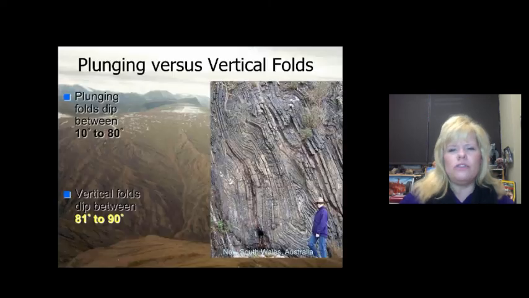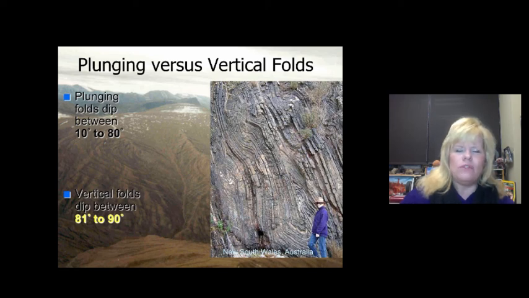So what does plunging really mean? Plunging means you've got a fold that dips between 10 degrees to 80 degrees. That's a test question. Most folds have some degree of plunging. If they're less than 10 degrees, they're not plunging folds. However, if you get a fold that's between 81 and 90 degrees, you'll have something that looks like this.